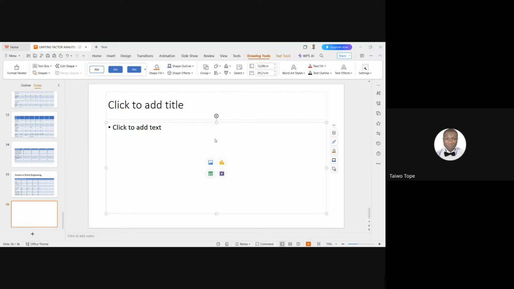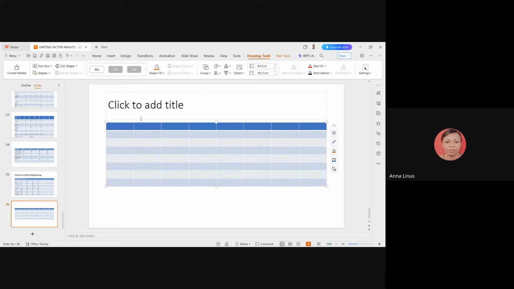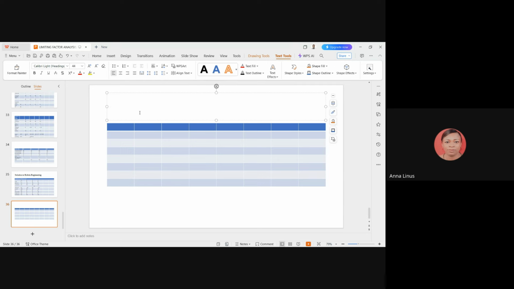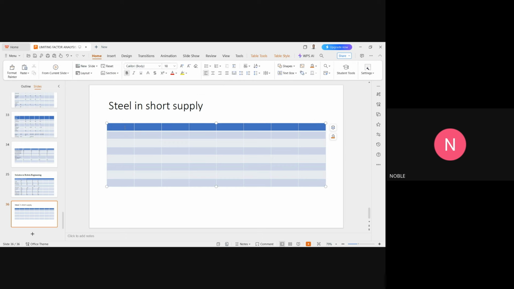Contribution. We divide it by the limiting factor. You divide contribution over contribution per limiting factor. 360 divided by 250 per unit.